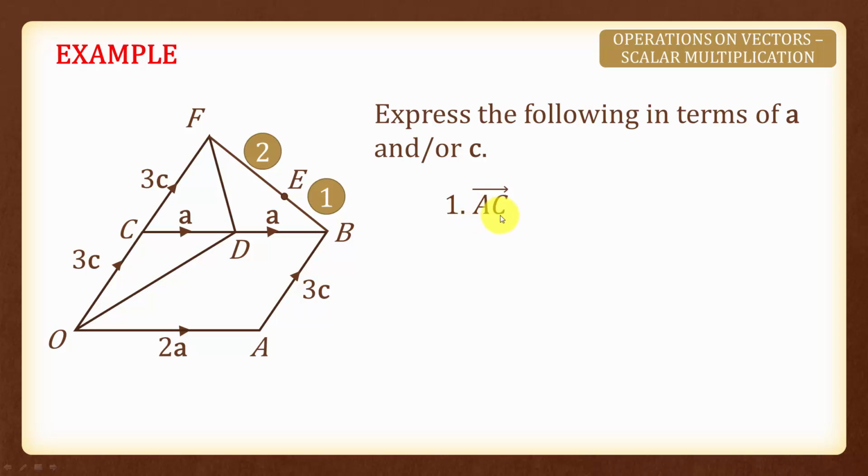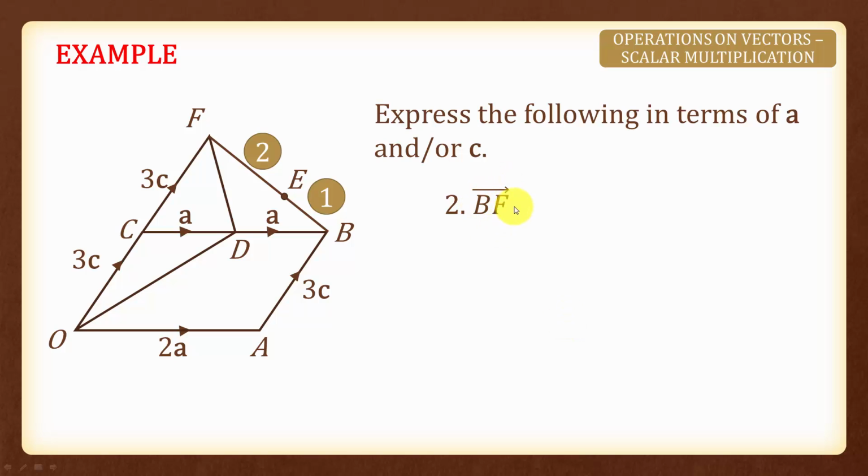Here, we are asked to express vector AC in terms of a, and or c. Now, vector AC is equal to this, whereby the two letters here must be the same. So, which letter will this be? For vector AC, we can use the vector addition of AO plus OC. Likewise, we can also use vector AB plus vector BC. Using vector AO plus vector OC will give us negative 2a plus 3c. Here we are going in the opposite direction as OA, and hence AO will be negative 2a instead.